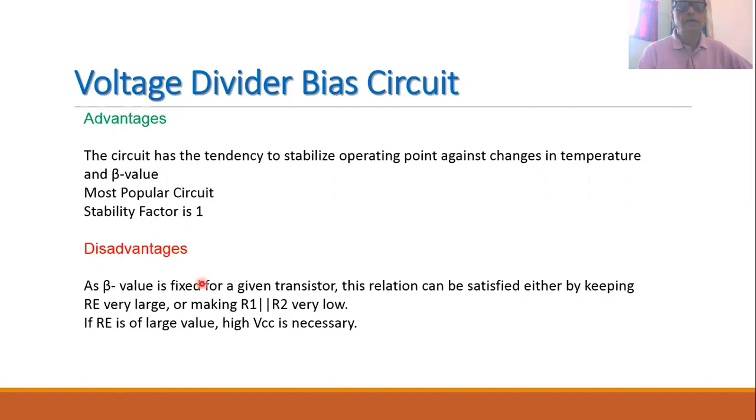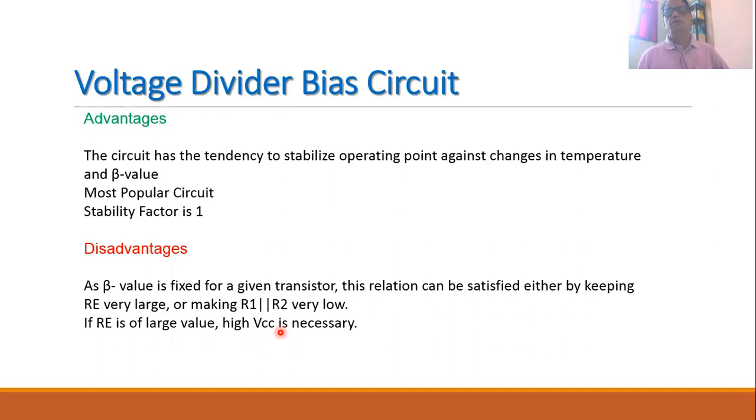There are certain disadvantages also. In order to satisfy the working of the circuit, it is necessary that you keep RE very large, or keep R1 parallel R2, the voltage divider resistance, very low. Neither can we increase RE very much, nor can we keep this very low, so we need to compromise somewhere in between. Because if we increase RE very much, then a high value of VCC will be necessary, and therefore we cannot increase RE very high.